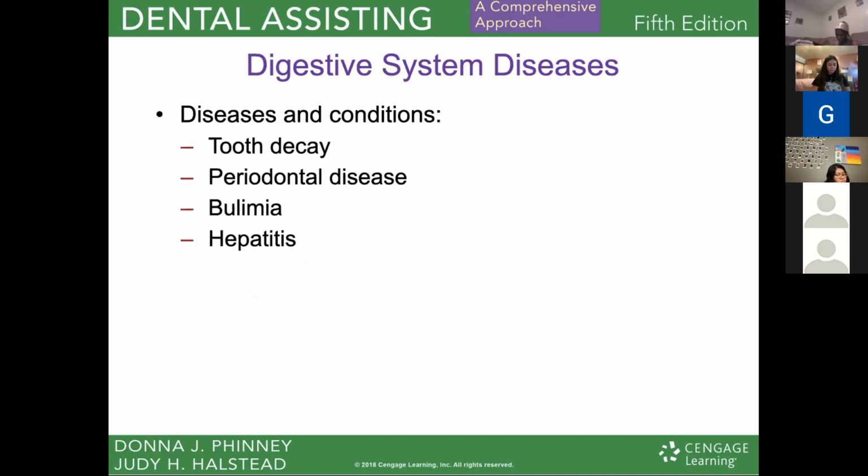So there are different diseases and conditions of the digestive system. The destruction of the tooth surface is called tooth decay, and inflammation and deterioration of the periodontium is called periodontal disease. Bulimia is an eating disorder with which an individual vomits after consuming large amounts of food. Hepatitis is an inflammation of the liver caused by 3 main hepatitis viruses.